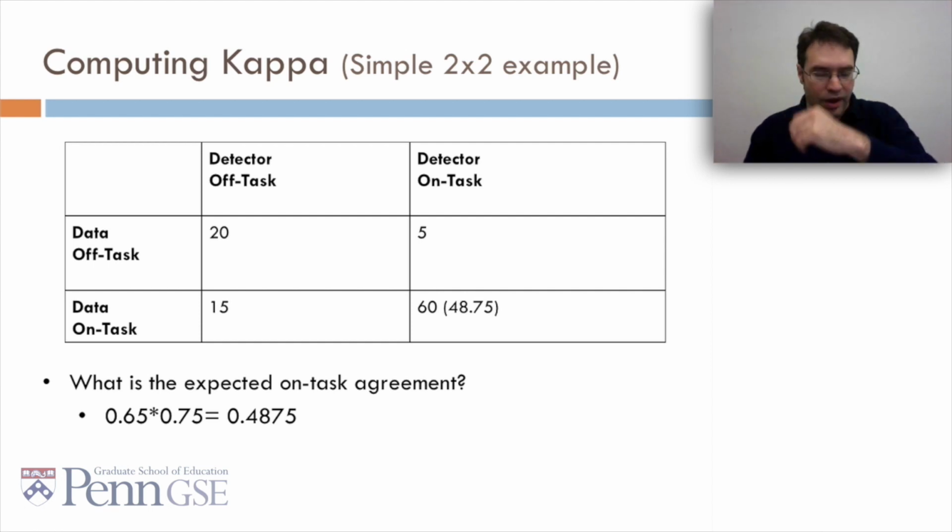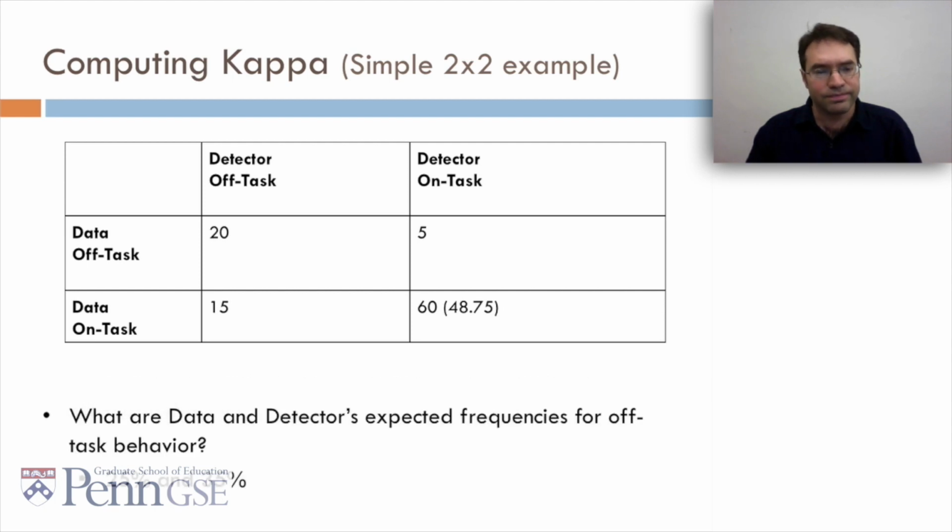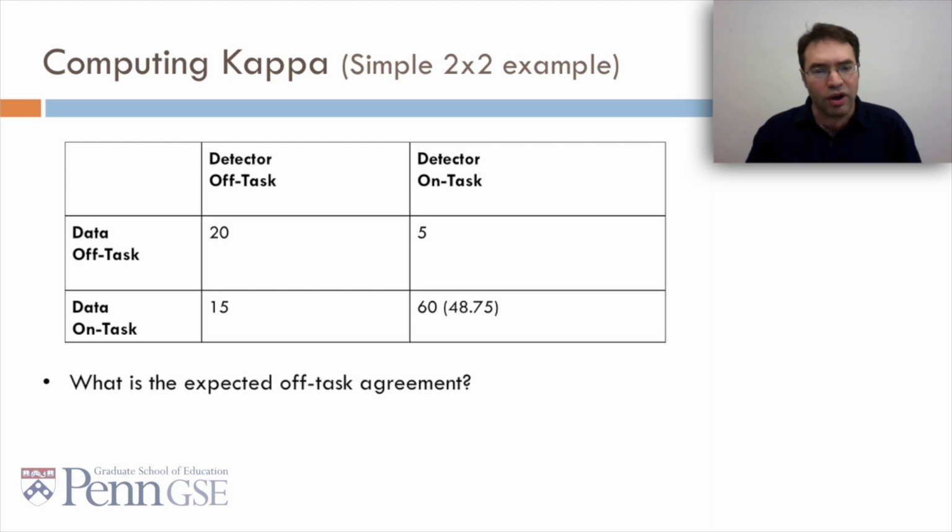So we can put that in the bottom right column. Now, what are data and detectors' expected frequencies for off-task behavior? To see those, we want to look at the detector off-task column and the data off-task row. What we get is 20 plus 15 is 35% for detector off-task, and 20 plus 5 is 25% for the data off-task. So what's the expected off-task agreement? It's going to be that 25% times that 35%, which equals, again, using your calculator in your head, 8.75%.